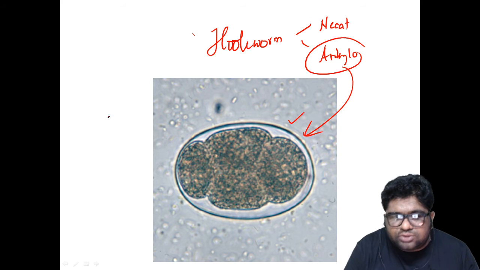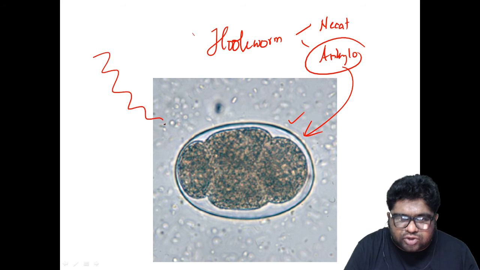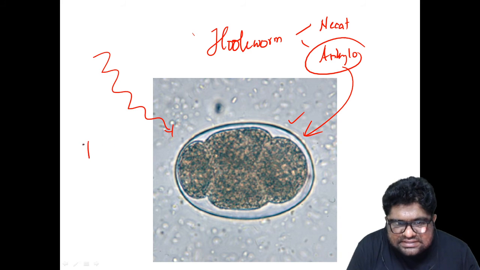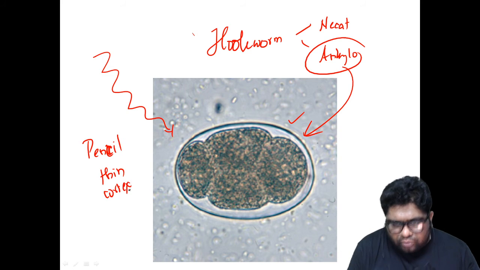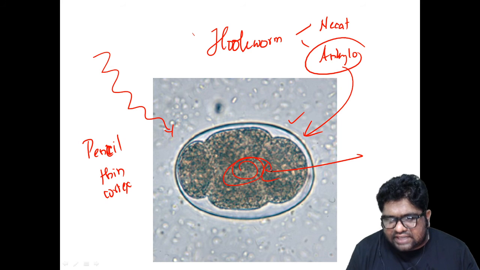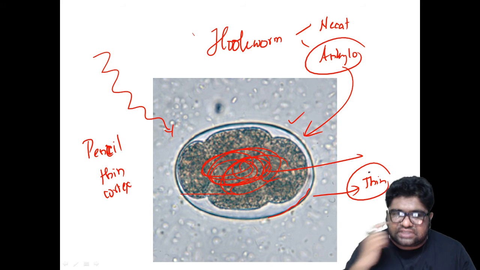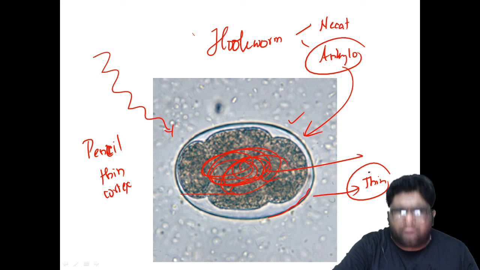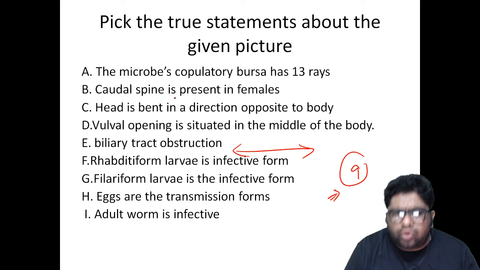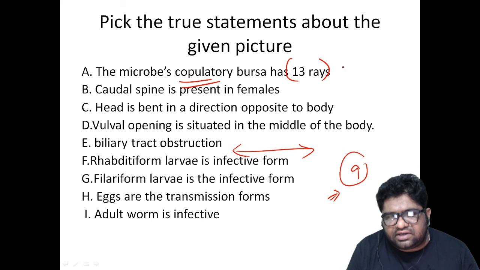And what is the most important differentiating point about the egg of Ankylostoma duodenale? This is called pencil thin cortex. Mark my words, it is pencil thin cortex. If you look at the central area, it is actually heavily loaded. But when you look at the cortical area, the cortex is very, very thin. So this is directly indicative of hookworm as the worm. And hookworm's copulatory bursa has 13 rays. That is a true statement.